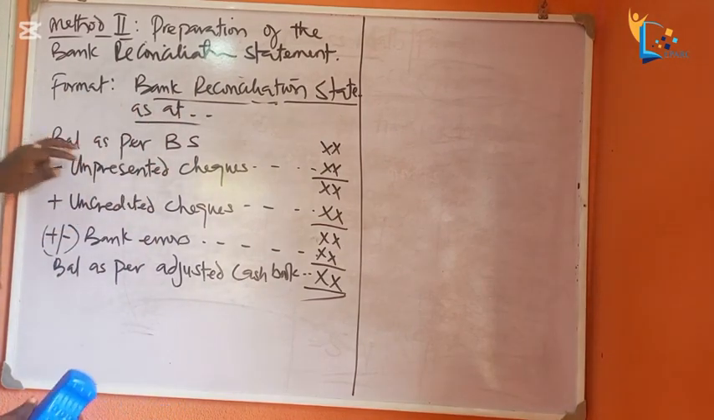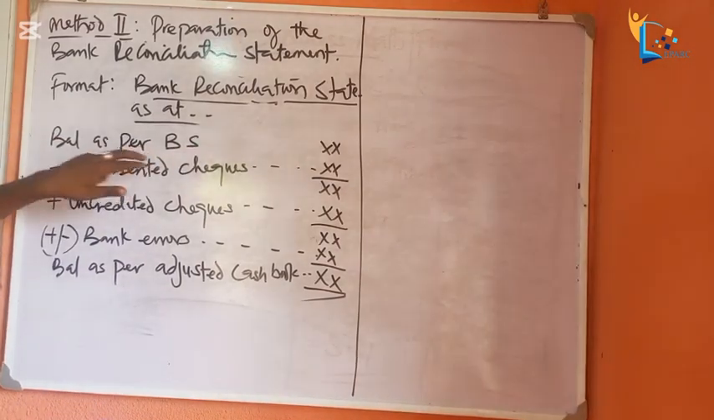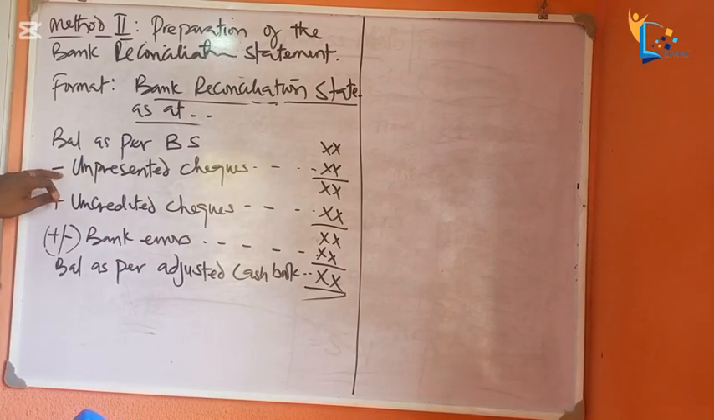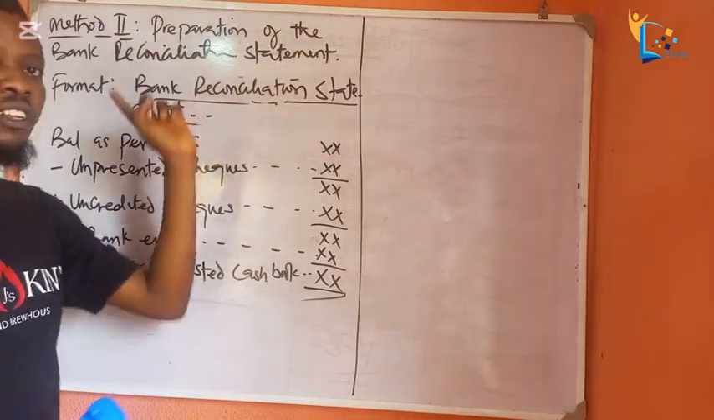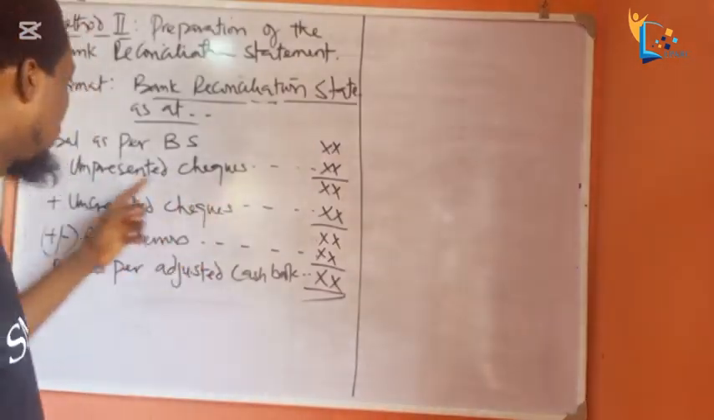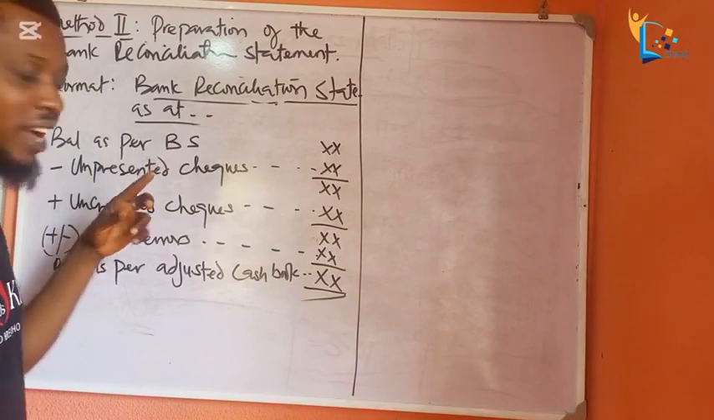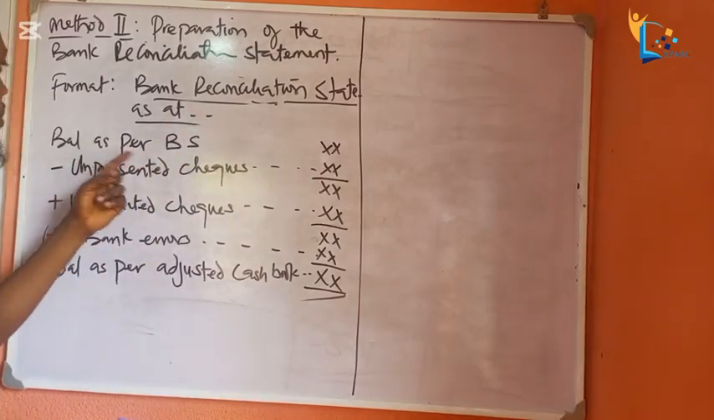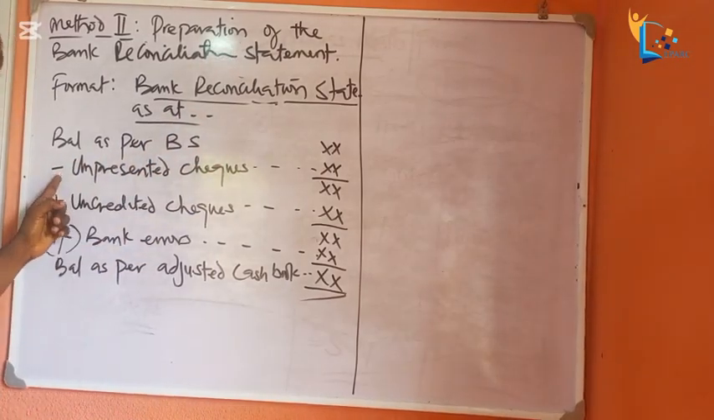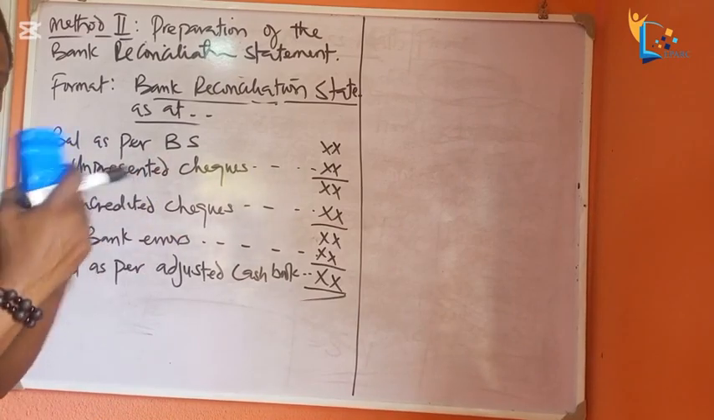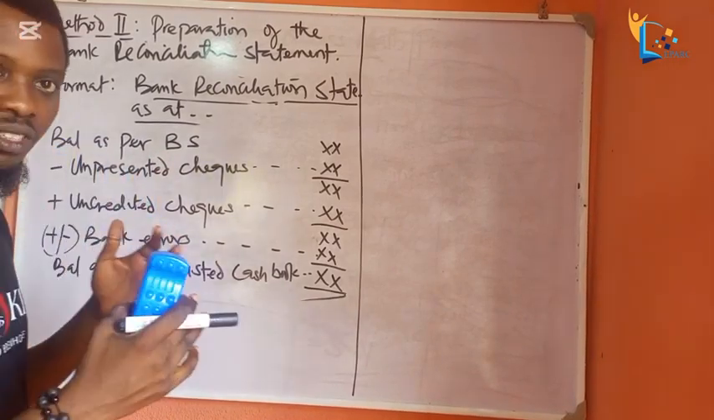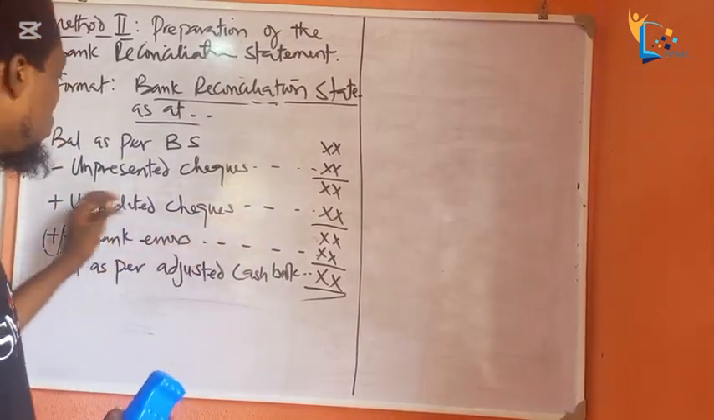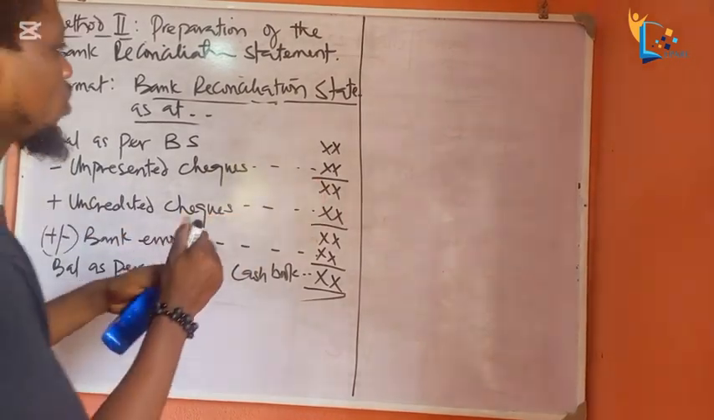Now you start with your balance as per bank statement. Then you less. Now when we were looking at the first method, when we started with balance as per adjusted cash book, we added unpresented checks. But here in this method, as we're starting with balance as per bank statement, we are lessing unpresented checks. It's just like an opposite form of it. Do you understand? Then here, uncredited checks, you add it.